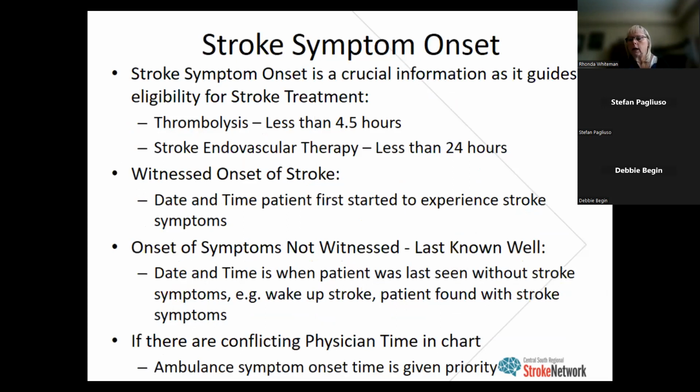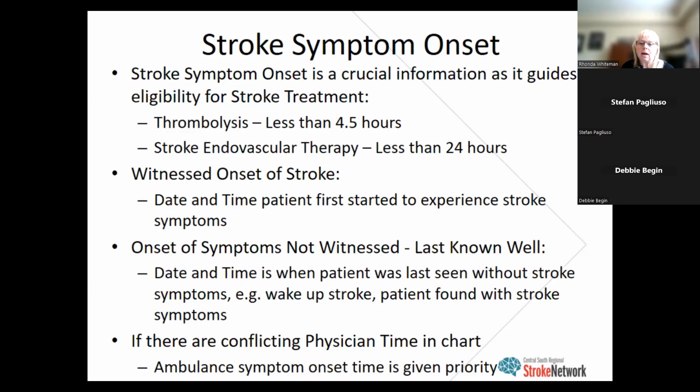Finally, when we look at CHI 340, the key area here is stroke symptom onset, and there's been a lot of focus on stroke symptom onset to really ensure we're improving the accuracy of collecting this. It is a crucial piece of information. It is thought that this is a really simple concept, but it's actually more challenging to determine the stroke symptom onset.